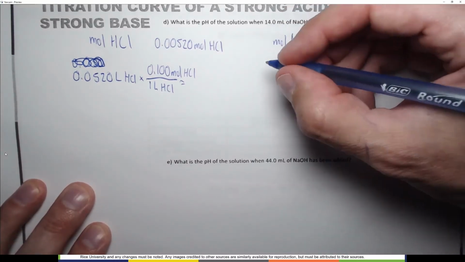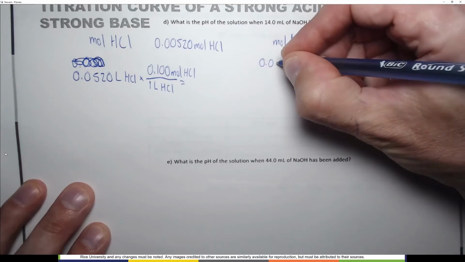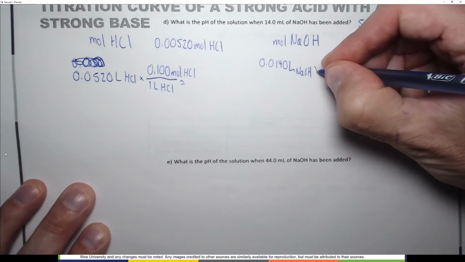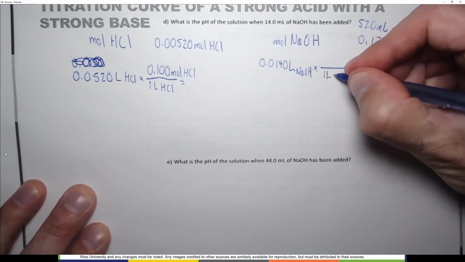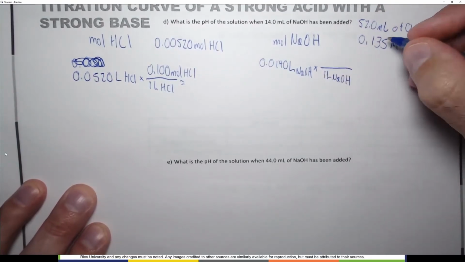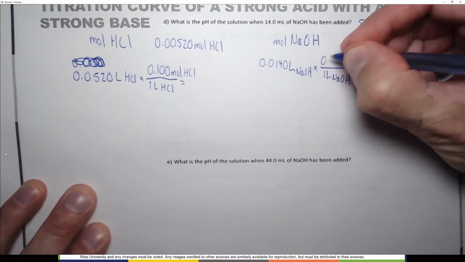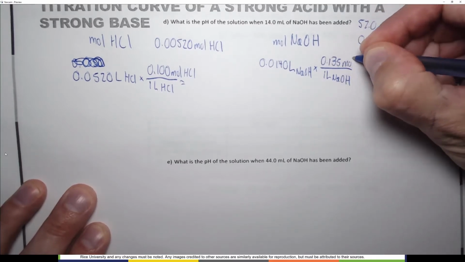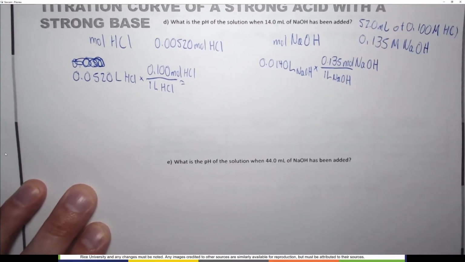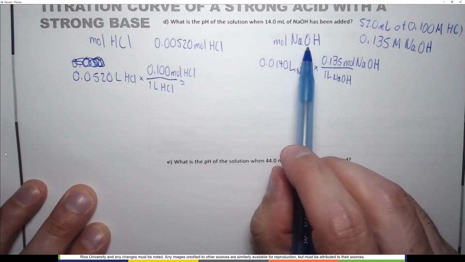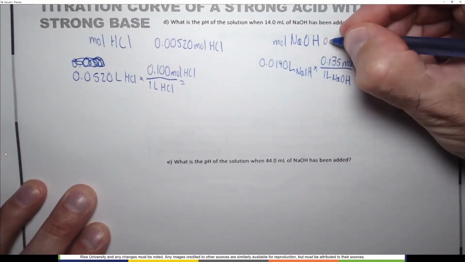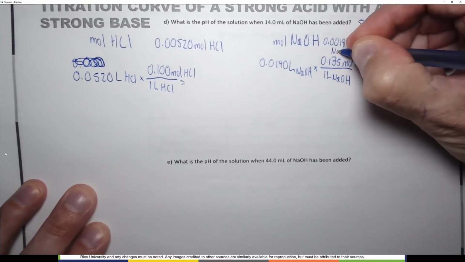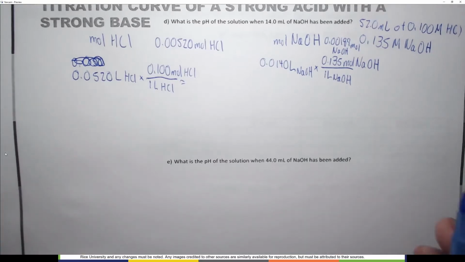So I can't use milliliters, I have to use liters. So 0.0140 liters of NaOH, just divide by 1,000, times, in this case, 1 liter of NaOH contains 0.135 moles of NaOH. And when I do that math, I find that there's 0.00189 moles of NaOH in this solution.